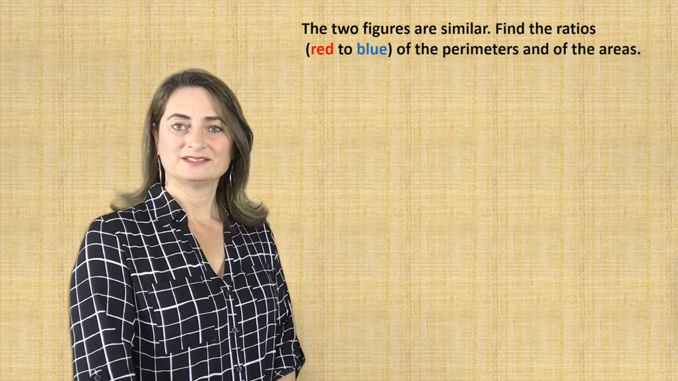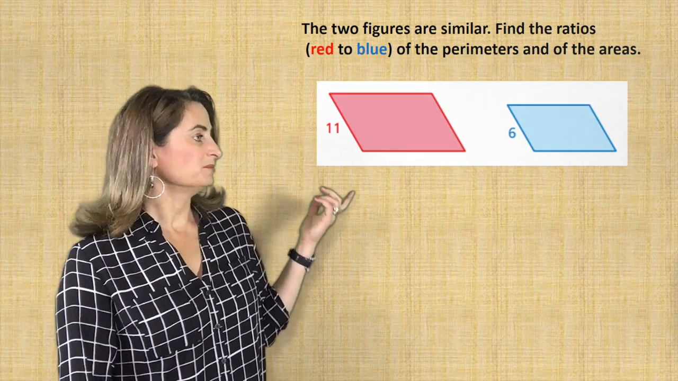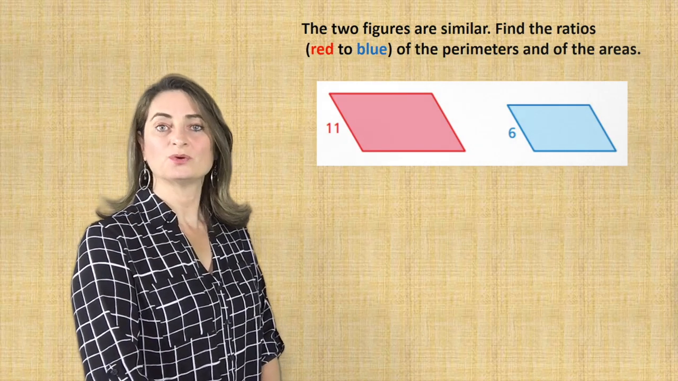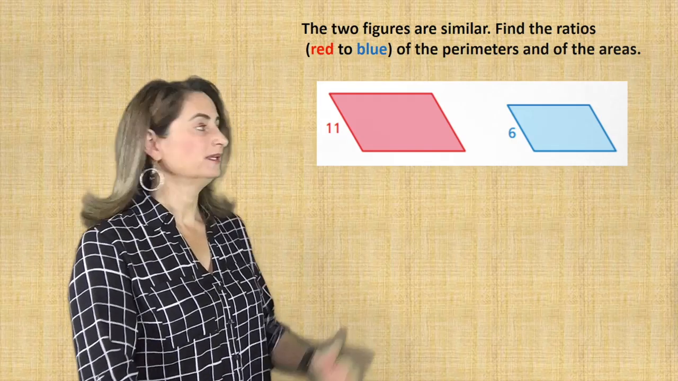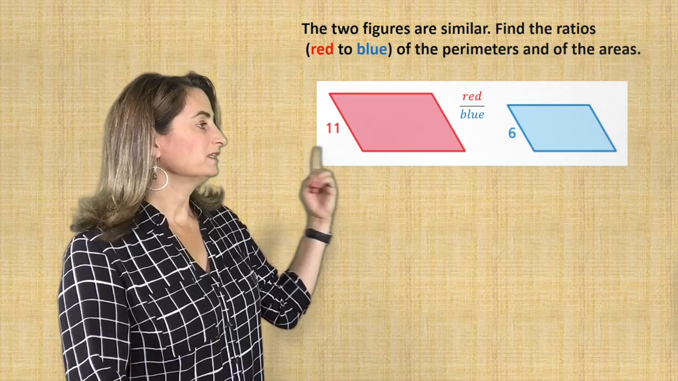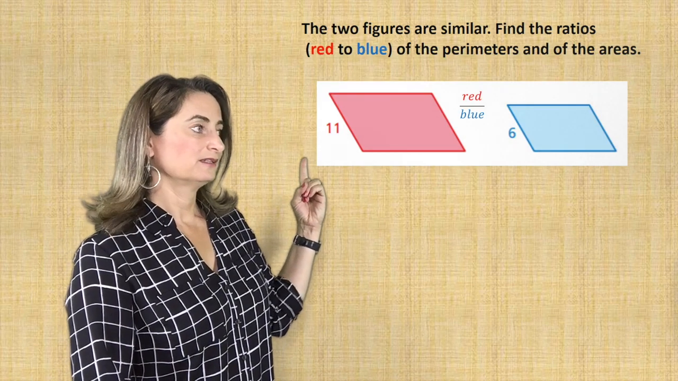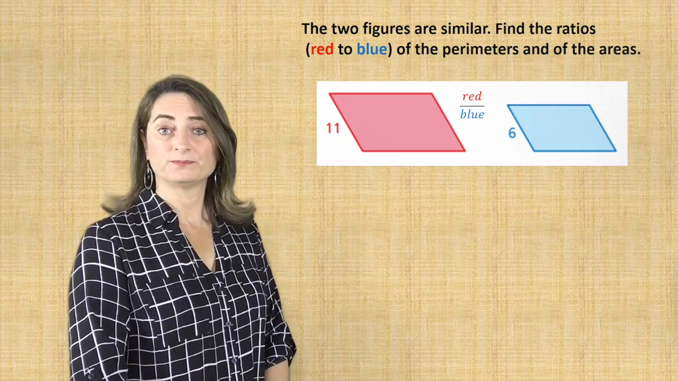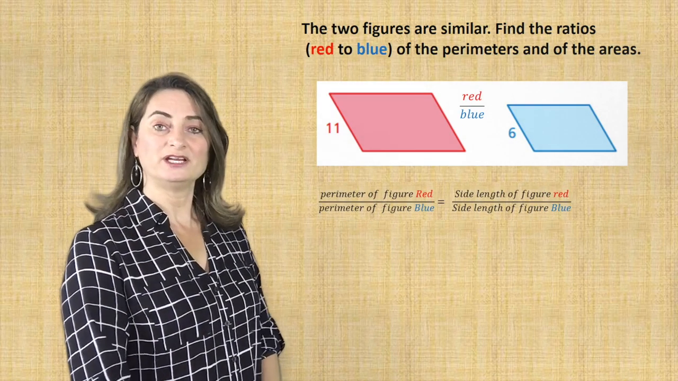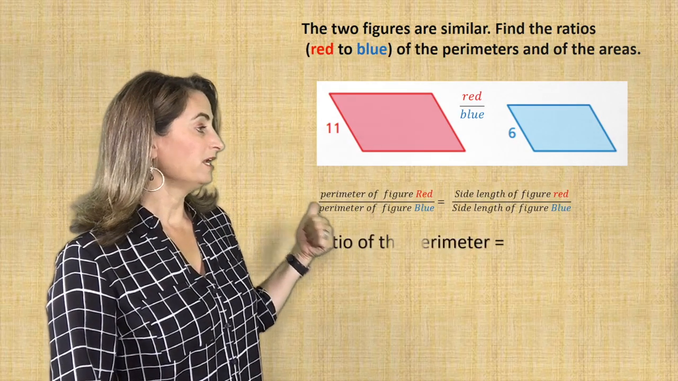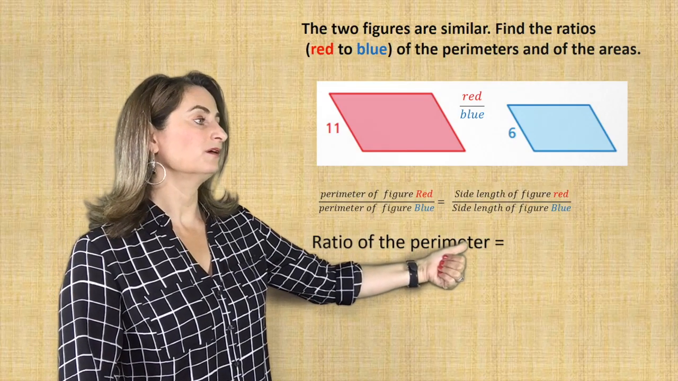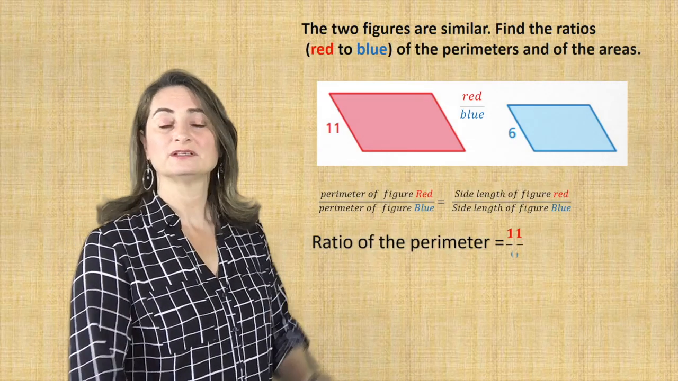Now let's solve this example. The two figures are similar. Find the ratios, red to blue, of the perimeters and of the areas. So we know how to set up the ratio now. It's red to blue as a fraction. They only gave us the corresponding sides, 11 for the red and 6 for the blue. Set up your perimeter ratio equal to the side length ratio. So the ratio of the perimeters equals the side length of the red divided by the side length of the blue, so 11 over 6.